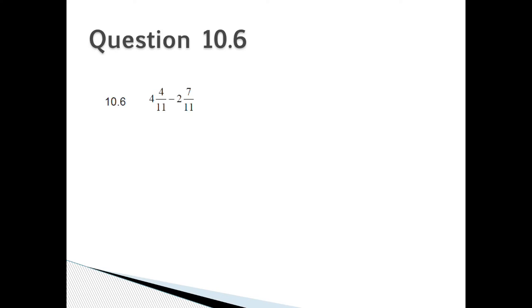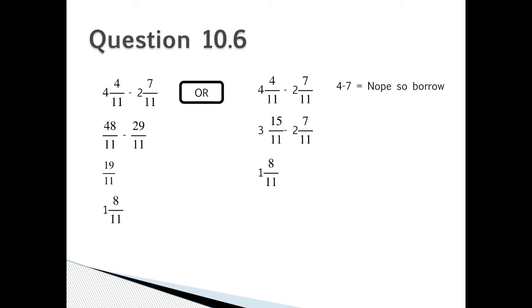10.6. 4 and 4 over 11 minus 2 and 7 over 11. You could, one, convert it into an improper fraction, and you will have 48 over 11 minus 29 over 11, which will give you 19 over 11, which when simplified is 1 and 8 over 11.